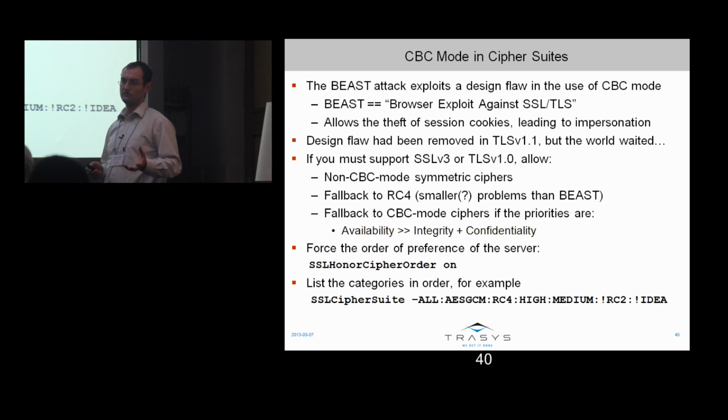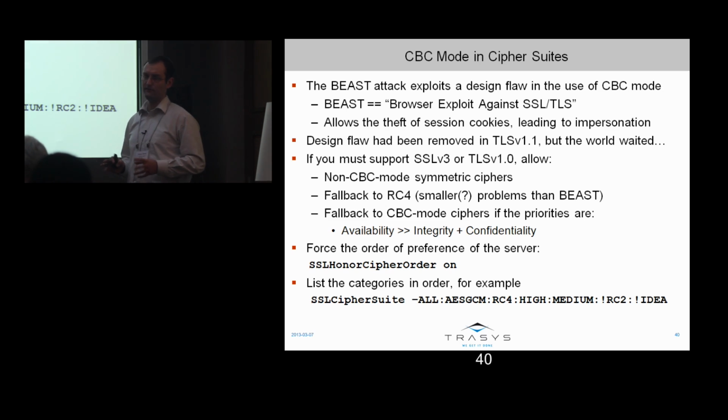But if you're forced to use SSL 3 and TLS 1, like I said, you can still avoid falling prey to the BEAST attack, or you can avoid your users falling prey to the BEAST attack, by not using CBC mode ciphers. Put non-CBC mode ciphers first in the list of cipher specifications. Once you have your list of non-CBC mode ciphers, the next in the list should be non-block ciphers.